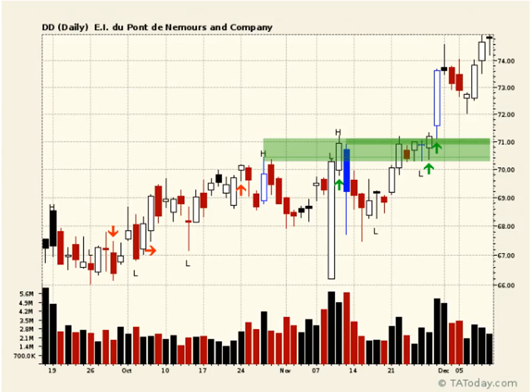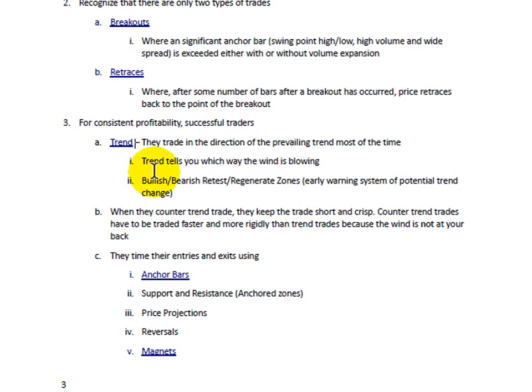The general idea here, of course, is why try to catch this when it's so much better to just try to catch that, which is in the direction of the trend. A much easier trade, and ideally what you should be doing. So counter trend trades are very difficult. You've got to keep them short and crisp, and you've got to have pretty good timing to do so.